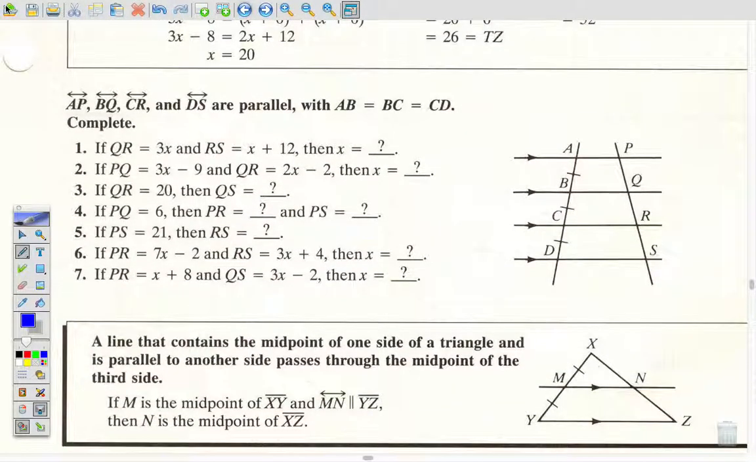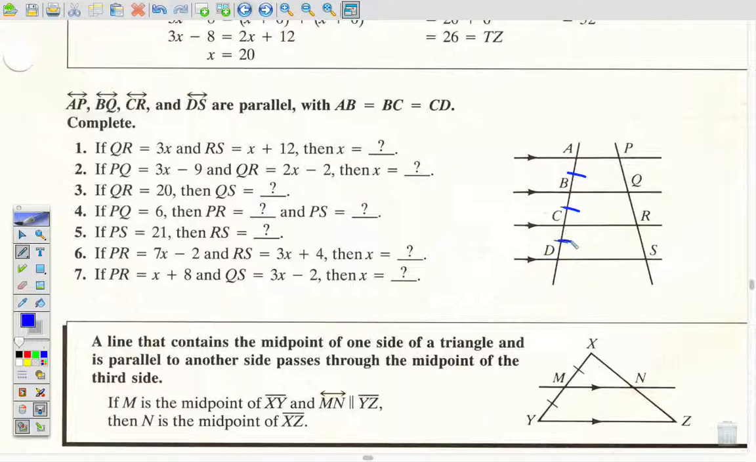And it says line AP, line BQ, line CR, and line DS are parallel. Right? So we can see that they look like they're parallel, with AB equal to BC equal to CD. So notice that they've represented that with the tick marks. So this part equals this part equals this part.